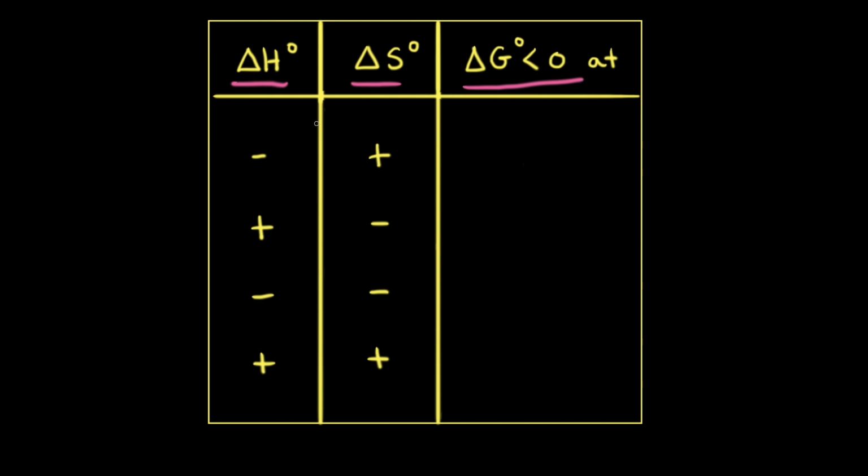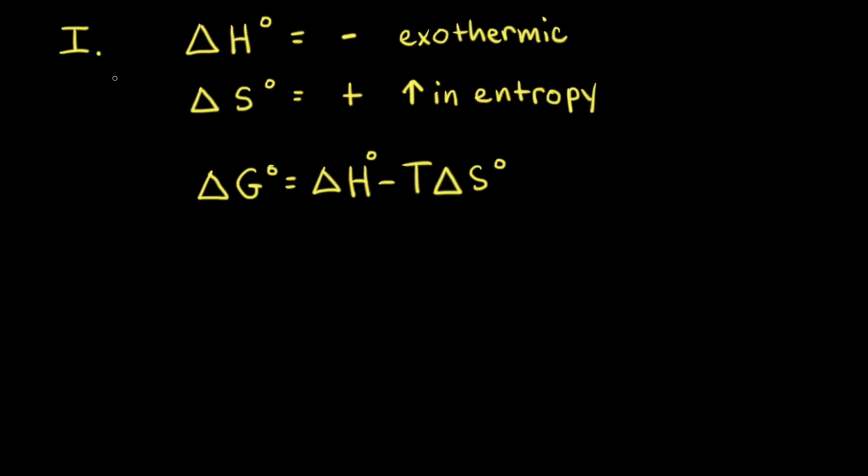To start with, we're going to think about the situation where delta H naught is negative and delta S naught is positive. So for this first possible combination, when delta H naught is negative, we say that's an exothermic reaction. And when delta S naught is positive, that's saying there's an increase in entropy as reactants turn into products. So let's think about the sign for delta G naught if we plug in some numbers for delta H naught, temperature, and delta S naught.